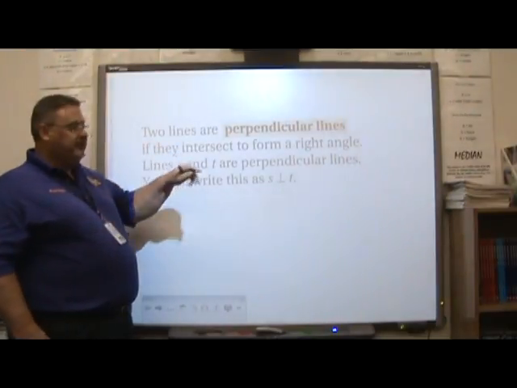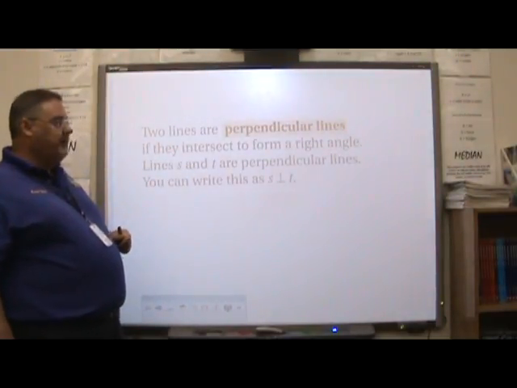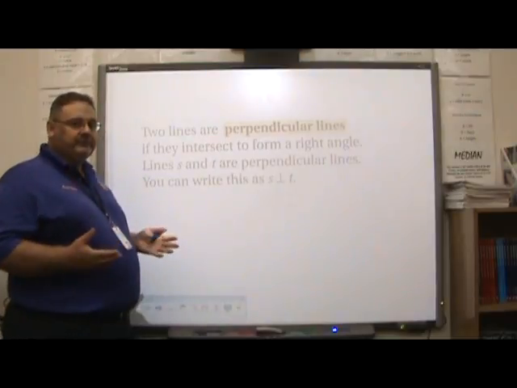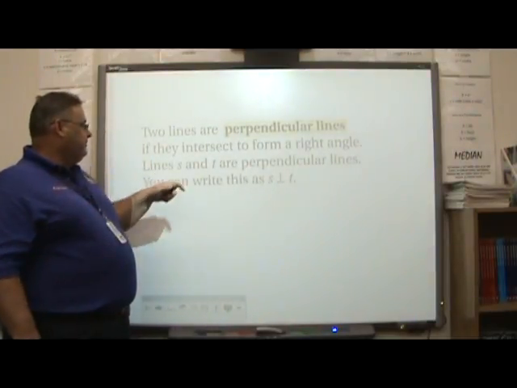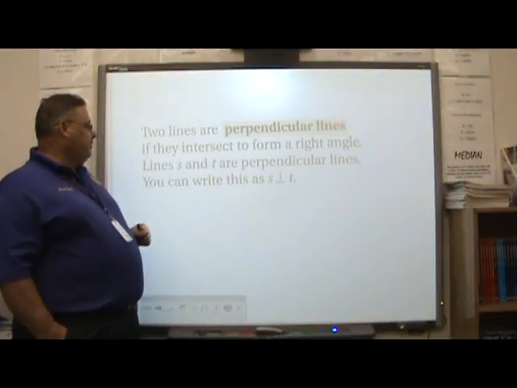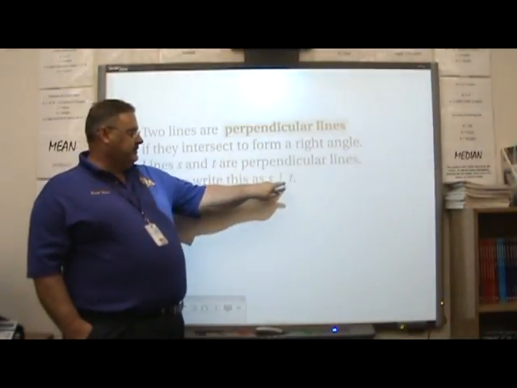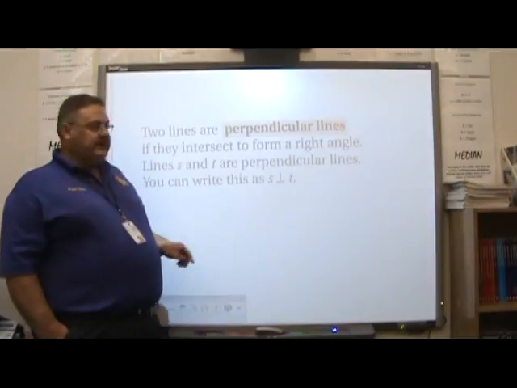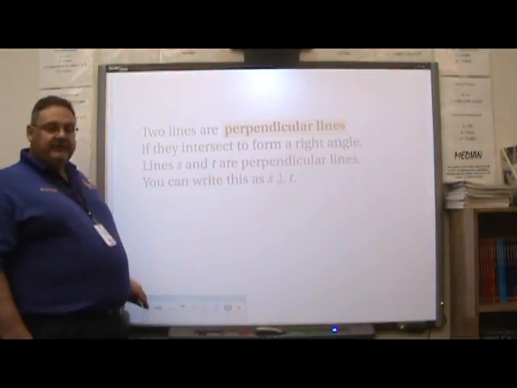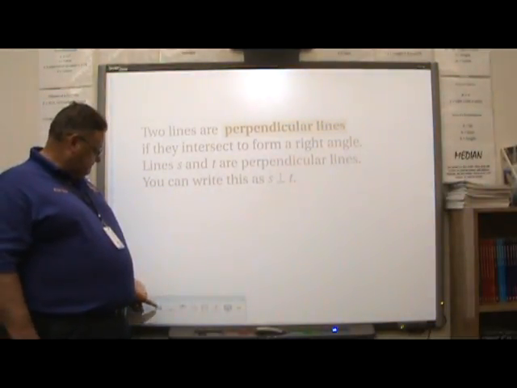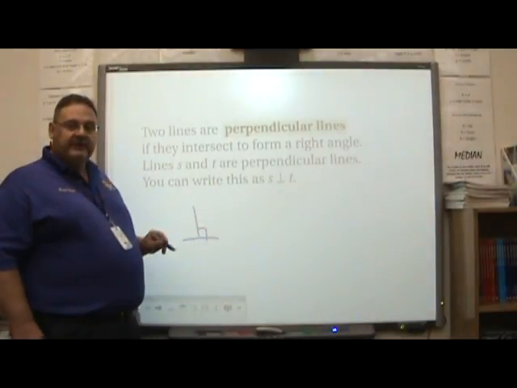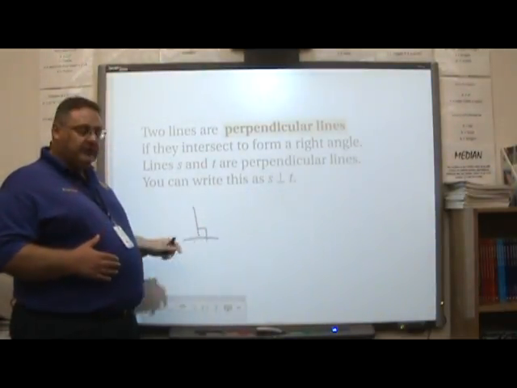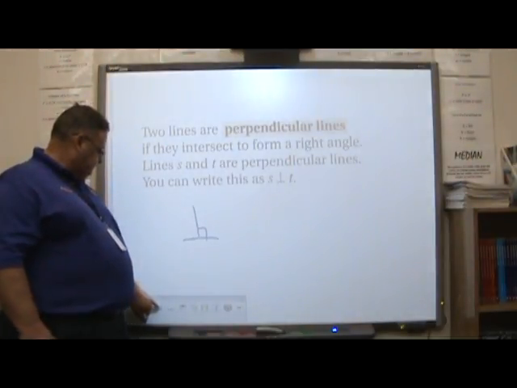Two lines are perpendicular lines if they intersect to form a right angle. And of course, from earlier knowledge, we should know that a right angle is 90 degrees. Lines S and T are perpendicular lines. You can write this as S, and you'll see this symbol meaning perpendicular, and T. I just included that. You'll see that in a lot of textbooks or on tests. Another thing you'll also see is they'll put the box in the corner meaning 90 degrees.